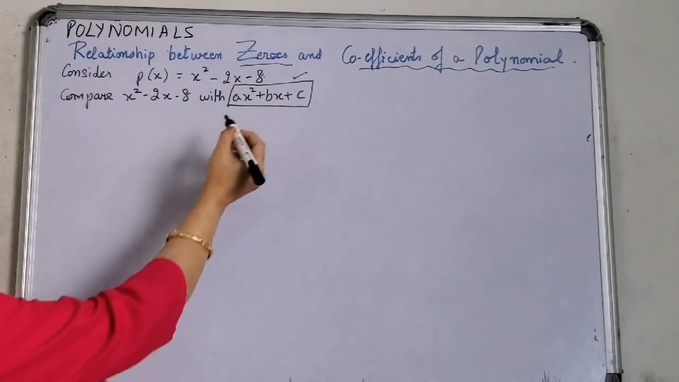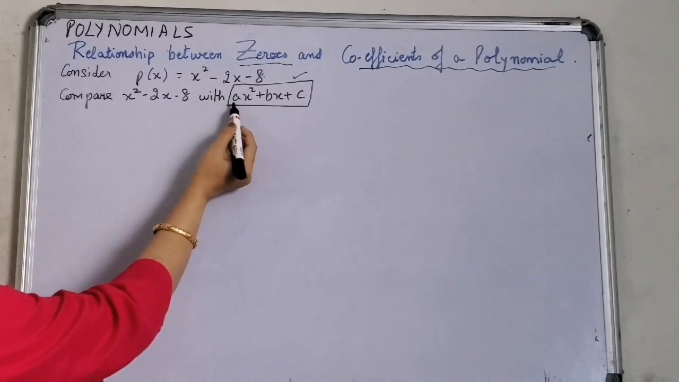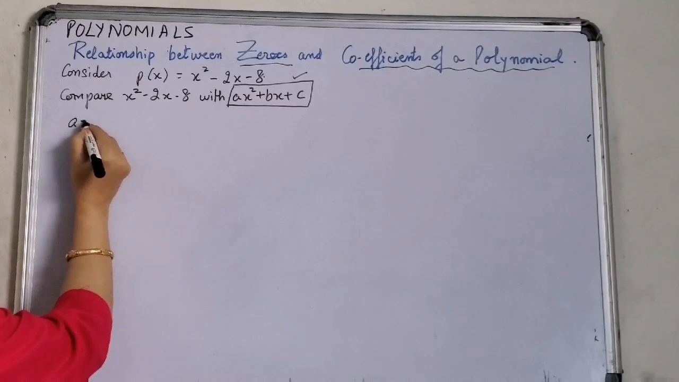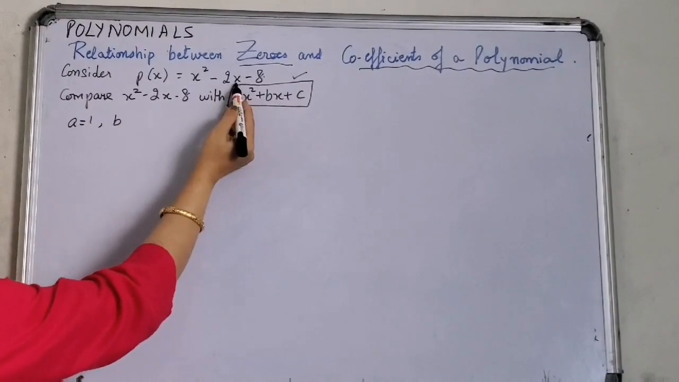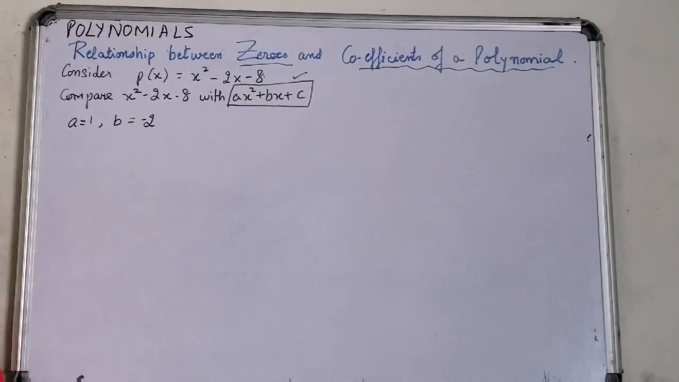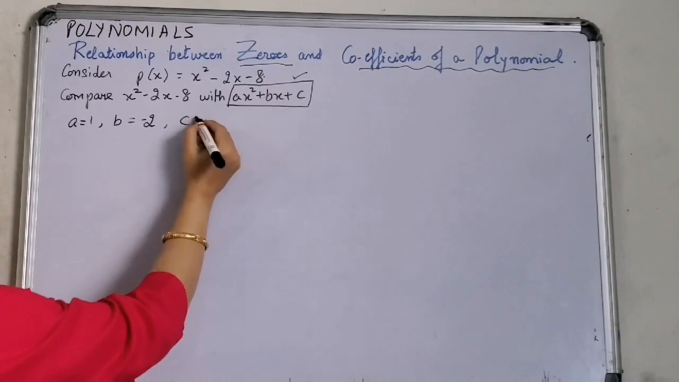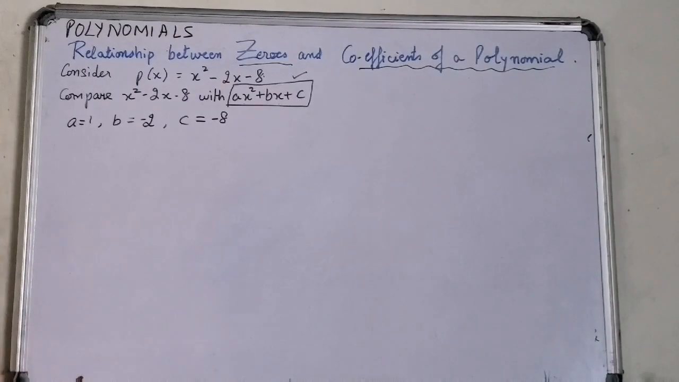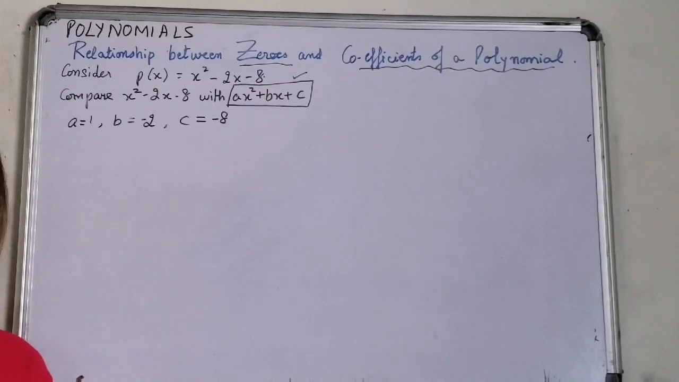If I compare this one with this, the coefficient of x squared is known as a. Here there is no coefficient of x squared, it means a is 1. What is b? b is the coefficient of x, and the coefficient of x over here is minus 2. Never forget the sign over here. Then what is c? c is the constant. c is minus 8. I again repeat, never ever forget the sign. So we have the value of a is 1, b is minus 2 and c is minus 8.